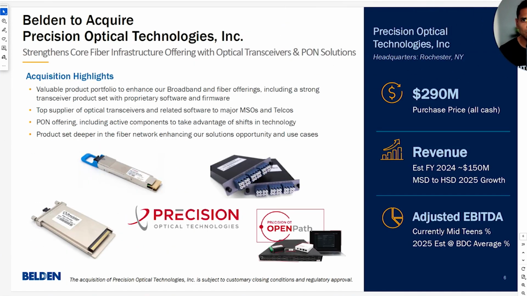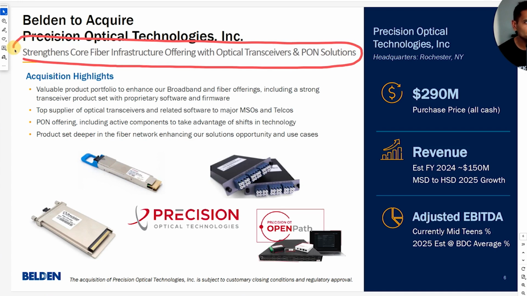Let's dive into the main slide itself where they are talking about the acquisition. I like the headline here. Very simple. Belden to acquire this company. I like this subheading as well. It immediately speaks to the benefit. In this case, it strengthens their offering. This is part of one of their key segments, and it immediately hits on that.